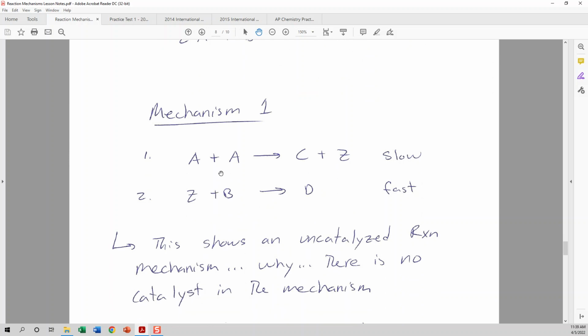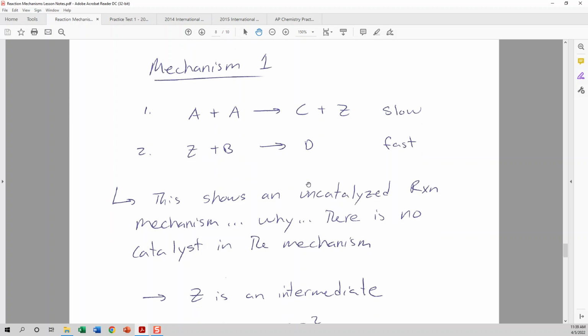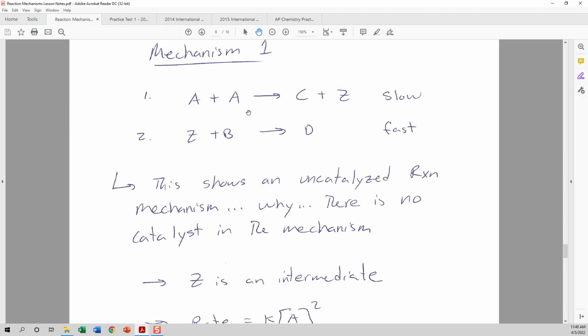And there is no catalyst. So this mechanism would be the uncatalyzed reaction mechanism. Why? How do I know that? Well, there is no catalyst, and we're going to show you what a catalyst is in a second. If your reaction is the catalyzed reaction, the catalyst has to be a part of the mechanism, and we don't have a catalyst. All we have are reactants, products, and an intermediate. No catalyst. All right. So again, let's do some practice here.